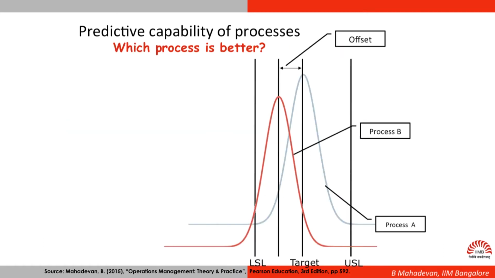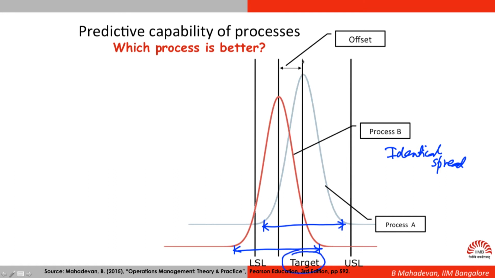Now let us look at another situation where there are two processes A and B which have identical spread, because as you see here, the gap between the LCL and UCL of the red line is the same as the gap between the LCL and UCL of the grey line. So process A and process B are identical. Now the question is, which one is better? Very clearly, process A is better. Why? Because process A is centered on the target.